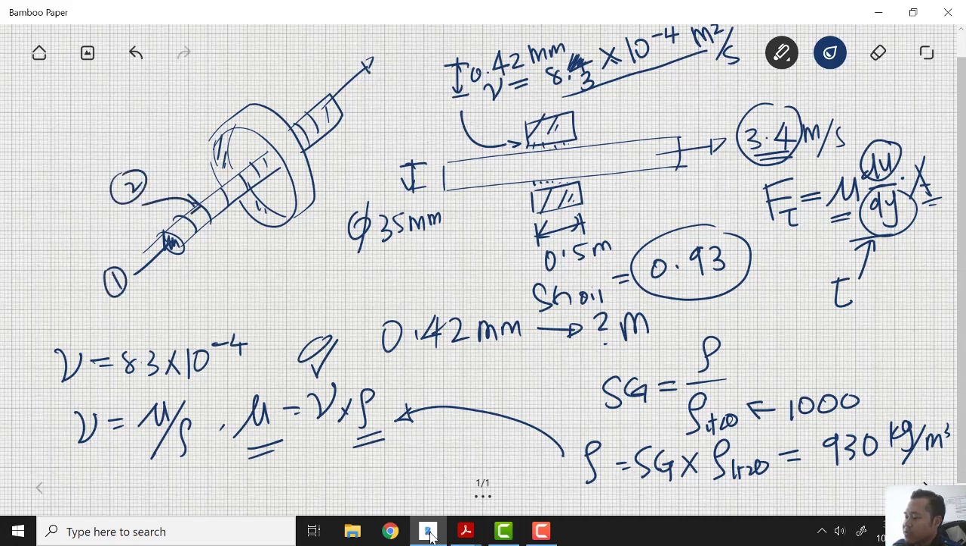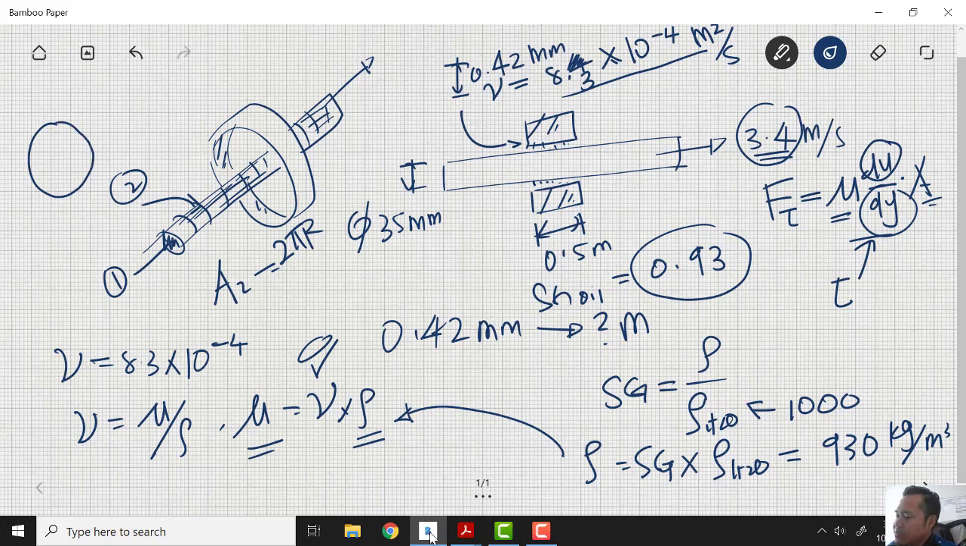Area 2 is covered by oil, but not area 1. Okay, area 2 yang kena minyak. Kena minyak area 2 saja, area 1 tak kena. So how do we calculate area 2? Simple, 2 pi r. Why are we using 2 pi r? Because you just want to know the circumference of the shaft.